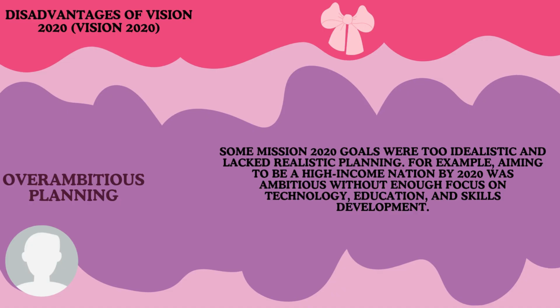Without further ado, let's look at the slides. Some Vision 2020 goals were too idealistic and lacked realistic planning. For example, Malaysia aimed to be a high-income nation by 2020, which was very ambitious, but without enough focus on technology, education, and skills development, we cannot have a high-income nation. As you may know, that is actually a big problem because it can lead to failure or underachievement by wasting time and resources.